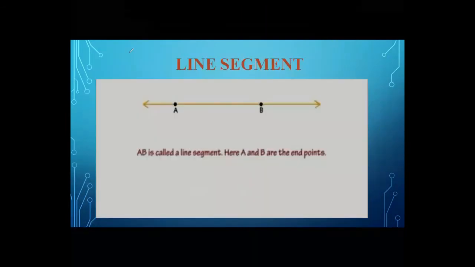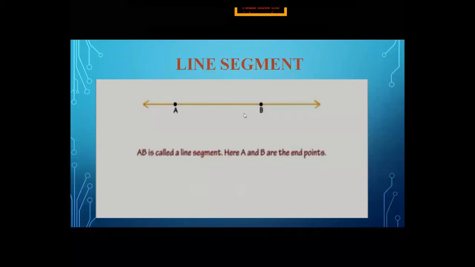Okay, line segment. Here AB is called a line segment, and here A and B are the end points. Starting from here, you see the first dot A and another dot is B. So from this dot to this dot, this is the line segment, or this is the measurement of line AB. When you put a scale here till this dot, then you find out what's the length of this line. So A and B are the end points of this line segment.